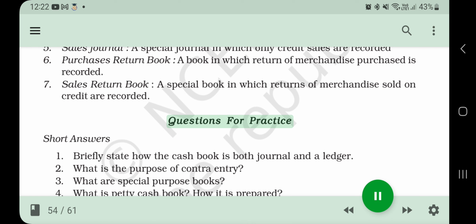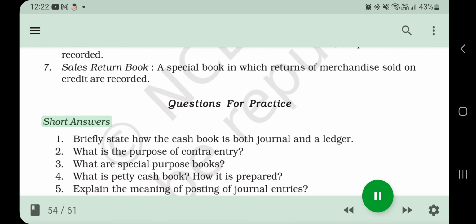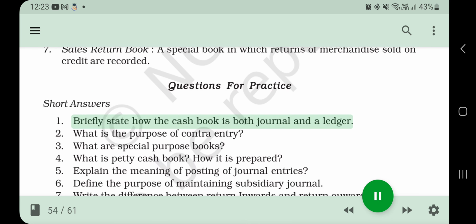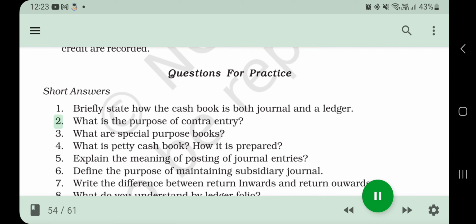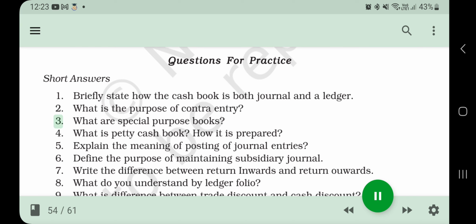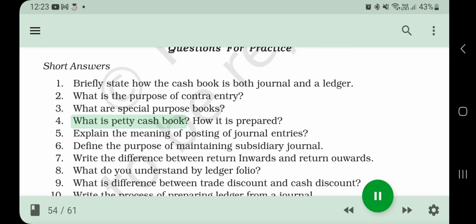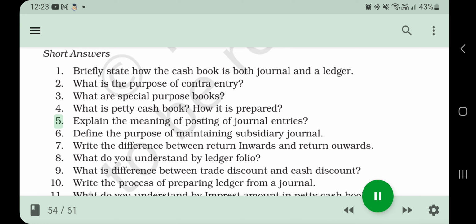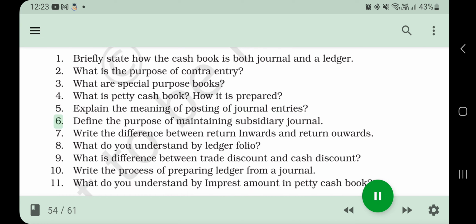Questions for practice. Short answers. 1. Briefly state how the cash book is both journal and a ledger. 2. What is the purpose of contra entry? 3. What are special purpose books? 4. What is petty cash book? How is it prepared? 5. Explain the meaning of posting of journal entries. 6. Define the purpose of maintaining subsidiary journal.